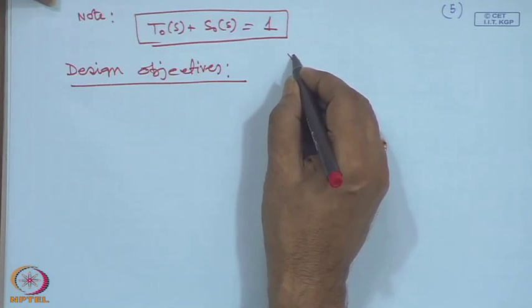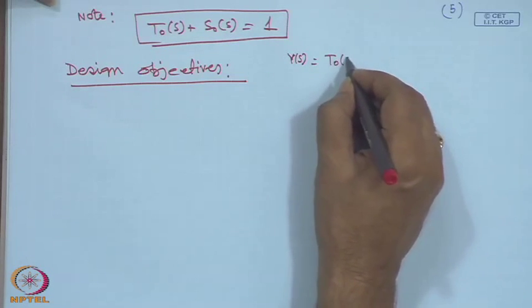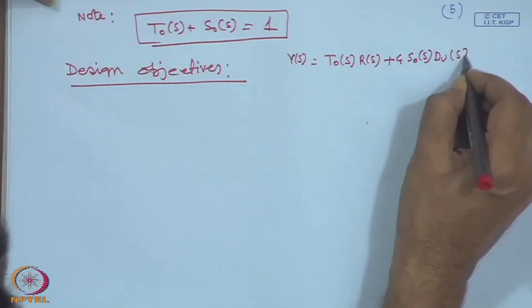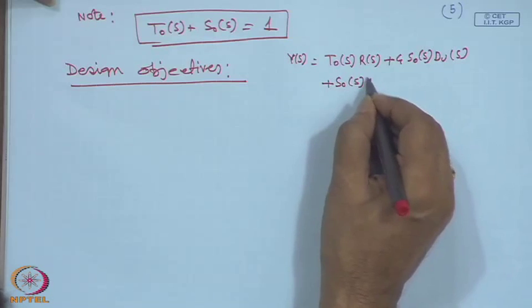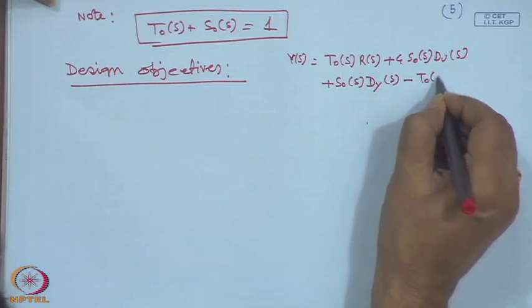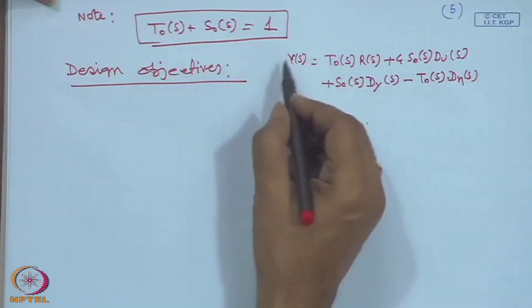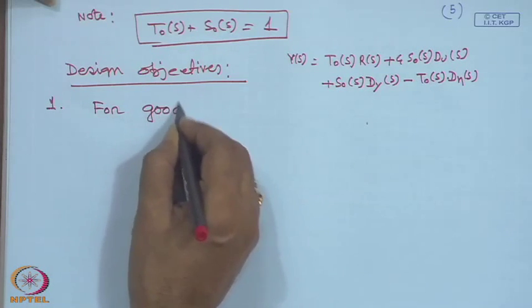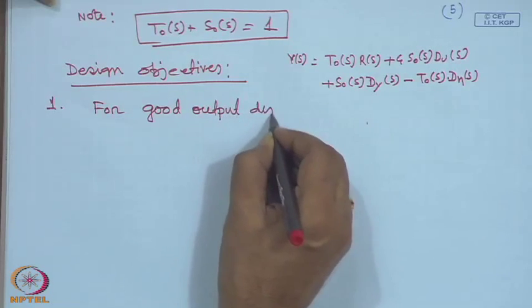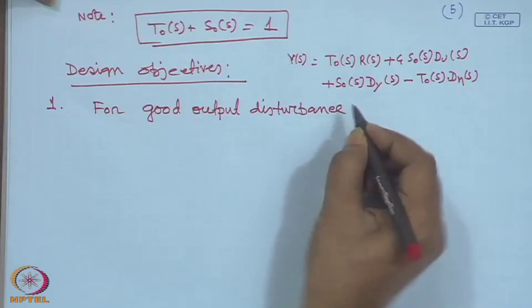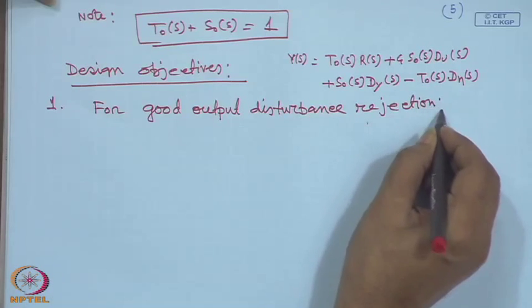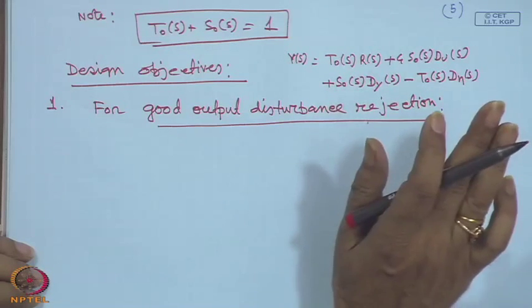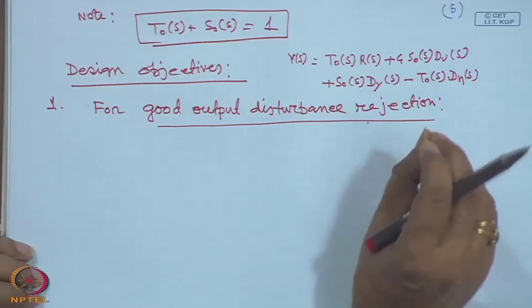You recall our equation: y of s is equal to T0 of s r of s plus G of s S0 of s d u of s plus S0 of s d y of s minus T0 of s d n of s. So, from this equation we can say, for one design objective, for good output disturbance rejection, what we have to do? The output disturbance is this term, that S0 must be small. In order to make S0 small, the loop transformation G S C S should be high at low frequency.